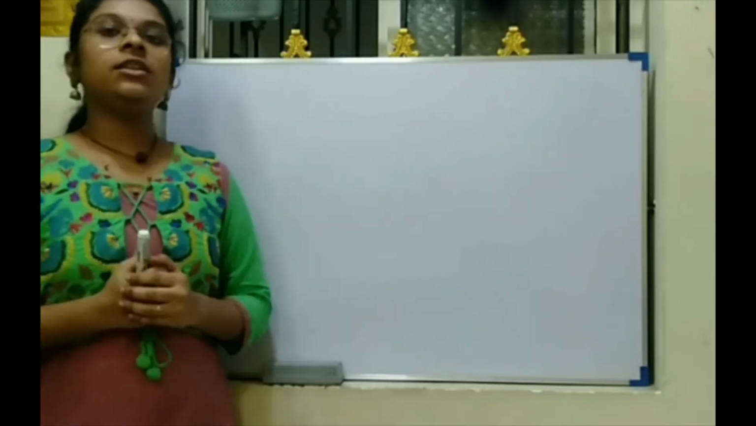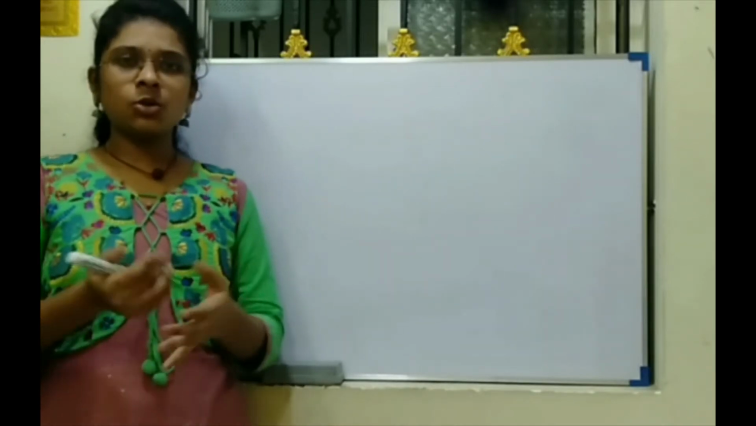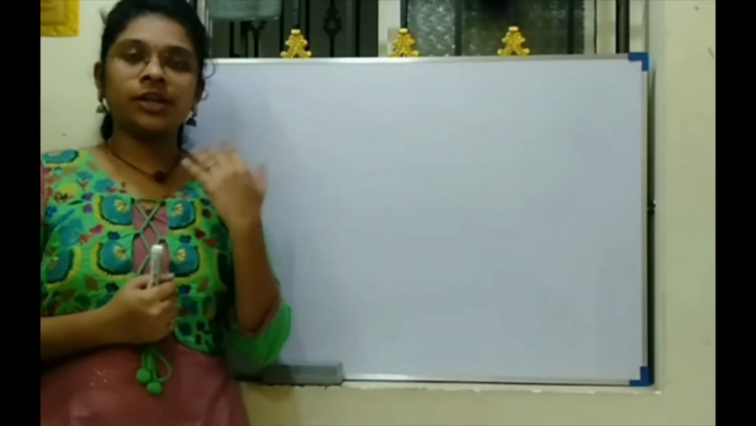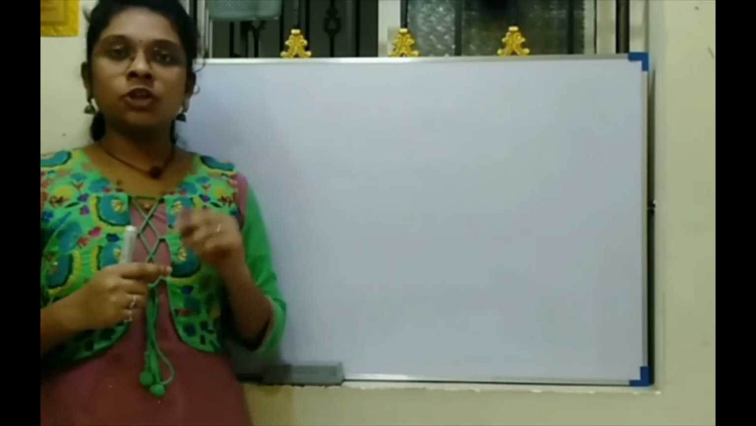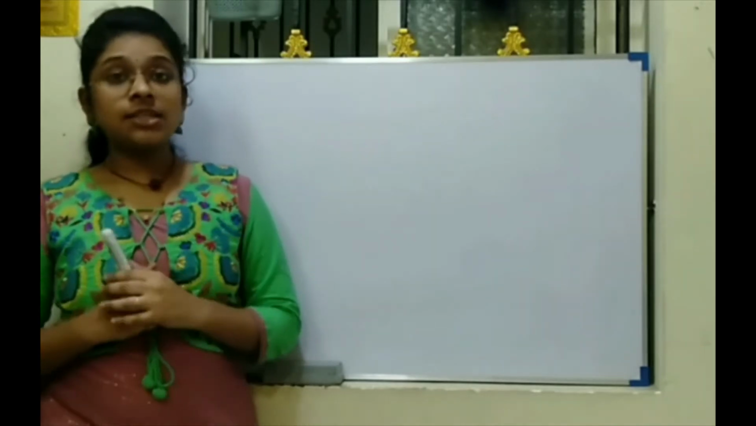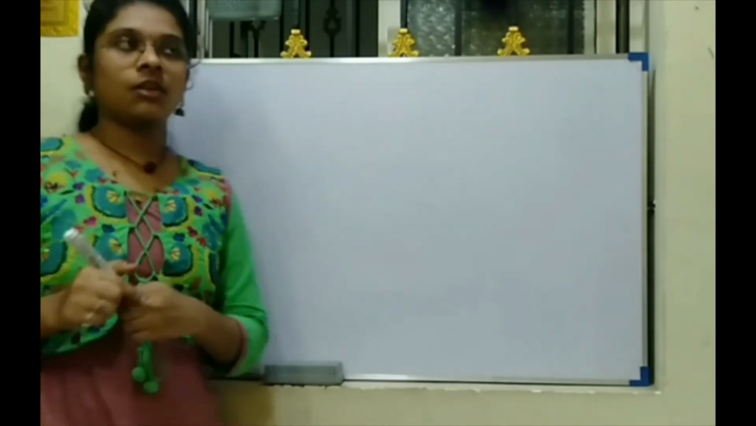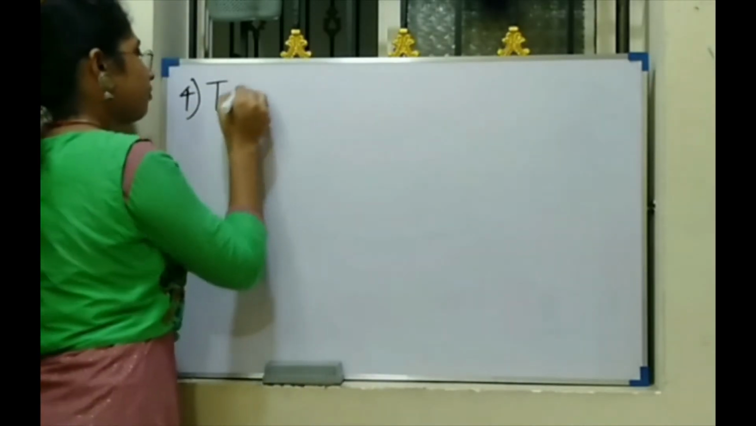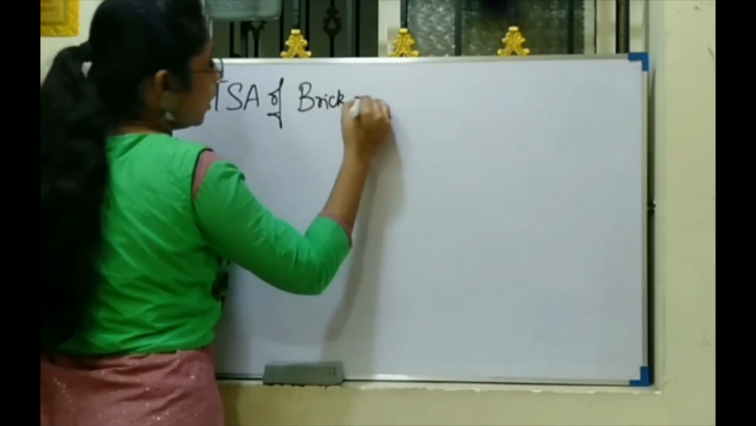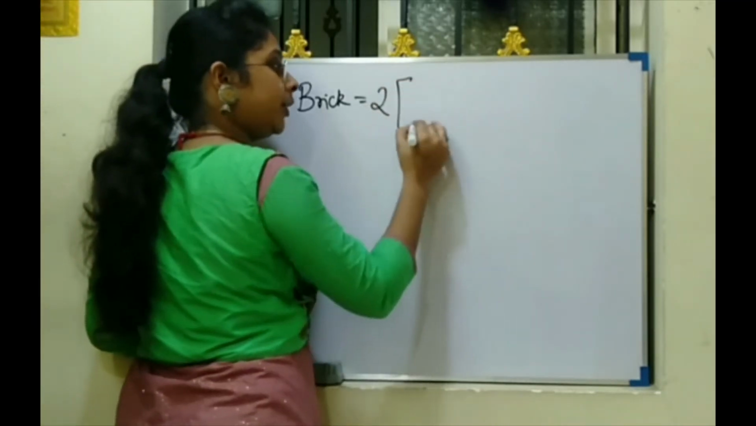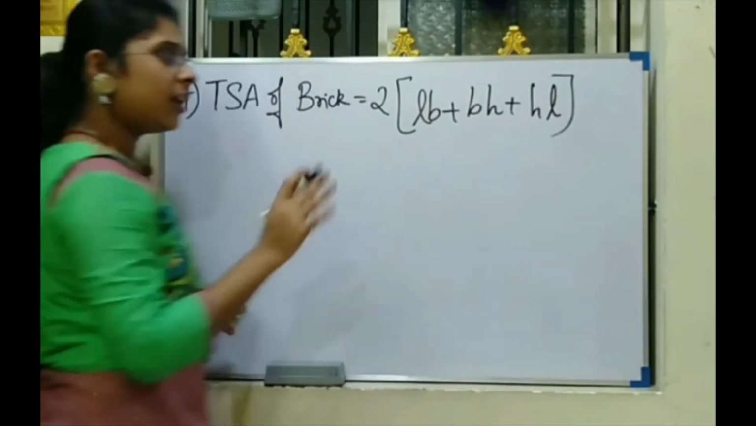So how to find the surface area of one brick? Yes, it's obviously the total surface area, right? Because it has 6 faces. They haven't told us to remove the top or bottom of any. They haven't told anything. So we have to find the total surface area of the brick. Brick is in the form of a cuboid. So what is the total surface area of a cuboid? TSA of brick is equal to 2 into (LB plus BH plus HL). Right? So this is the formula.